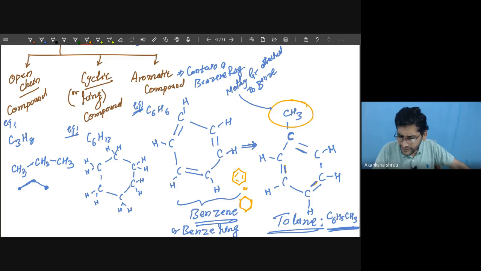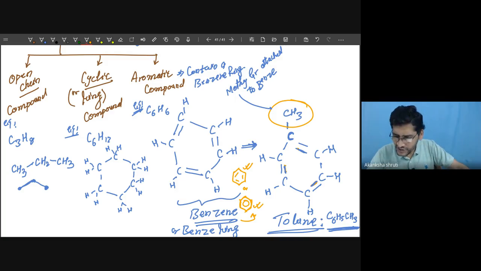Therefore, inside this hexagon we put a circle itself. So this is the symbol of benzene. Got it? Many a time just this structure is drawn and it is asked what is represented by this symbol. So this symbol represents benzene, whether as six carbons with alternate double bonds or a hexagon with a circle inside it.